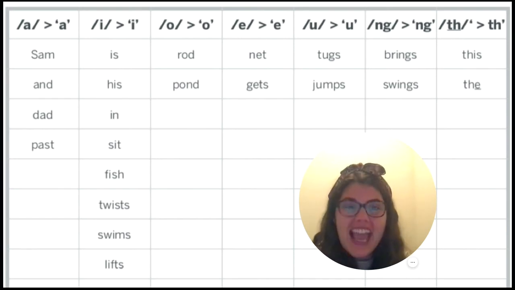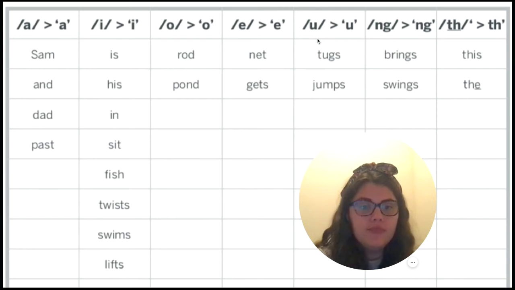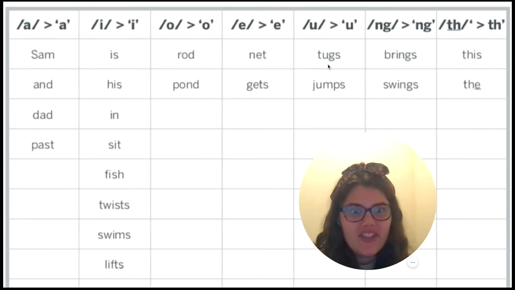Is gets. Now let's go over the words. What's this, friends? Sound it out. Tugs, like you're tugging. Somebody tugs at something. Good job. And what about this one?